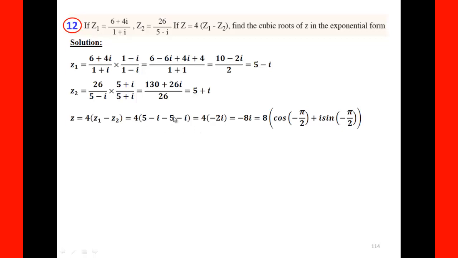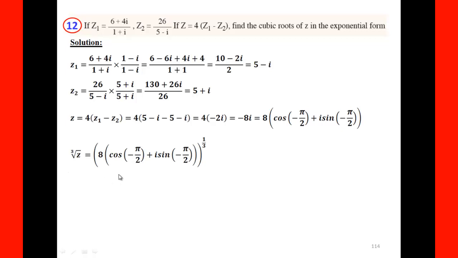5 minus 5 equals 0. So between brackets we have negative i minus i equals negative 2i. So we have 4 multiplied by negative 2i equals negative 8i. It is 8 (cosine negative pi over 2 plus i sine negative pi over 2). So this is the final form of z. Then we find the cubic roots of z in the exponential form.